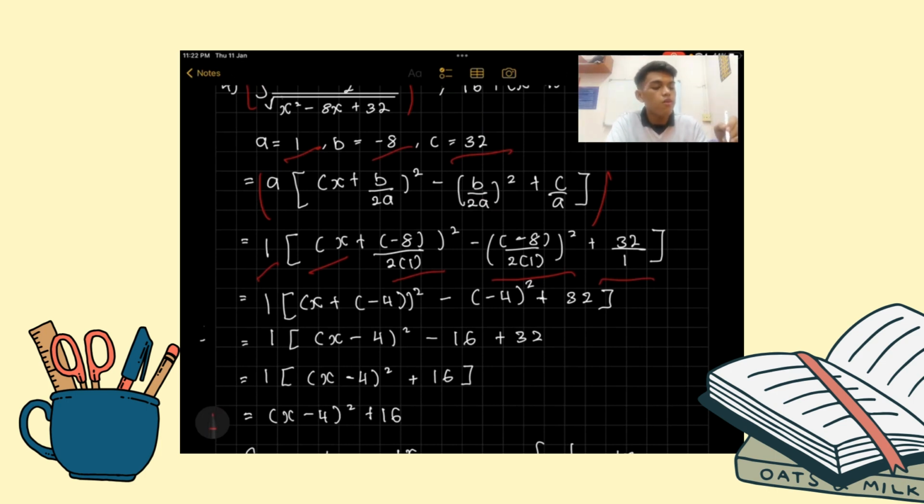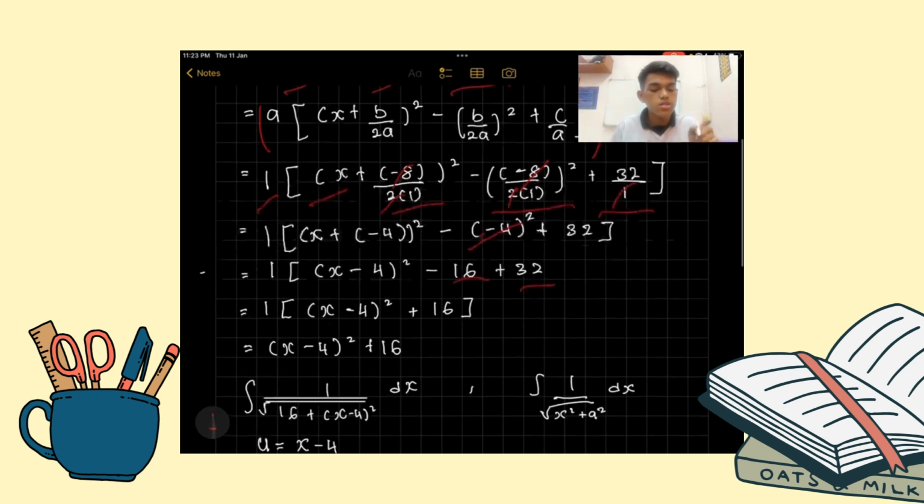So we just need to simplify it. It becomes 1 times x plus negative 4 squared, minus negative 4 squared, plus 32. The next step is we square the negative 4, which becomes 16. So minus 16 plus 32 becomes plus 16. After we multiply by 1, the answer becomes x minus 4 squared plus 16.